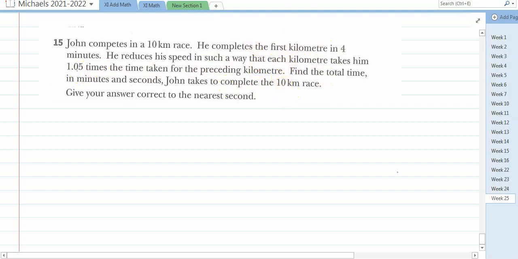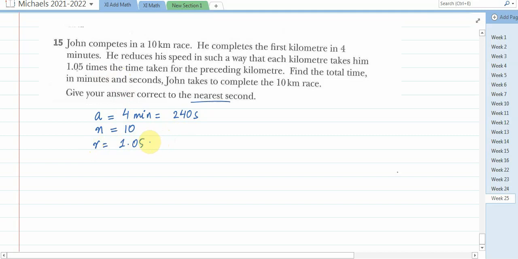Alright, first we need to make the data here. It says the first kilometer in 4 minutes. That means the value of a is 4 minutes, which equals 240 seconds, because we need to give our answer in seconds, so that's why we have converted it. After that, it's a 10 kilometer race, so the value of n is 10, right? Now the value of r: it says it takes 1.05 times more than the preceding kilometer, so r is 1.05, and the first term is 240.